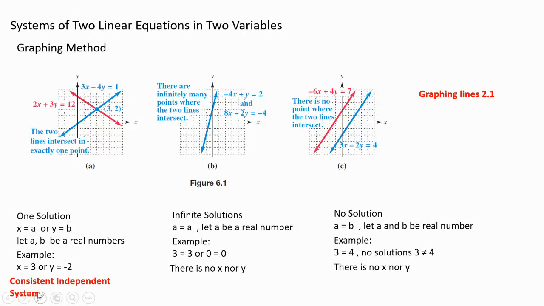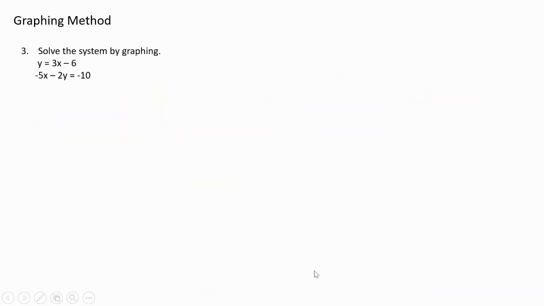Okay, this is called a consistent independent system. If there's infinite solutions, it's also consistent, but it's dependent. And on C, it's going to be an inconsistent system. Okay, when there's no solution, that's another name for these types of systems.